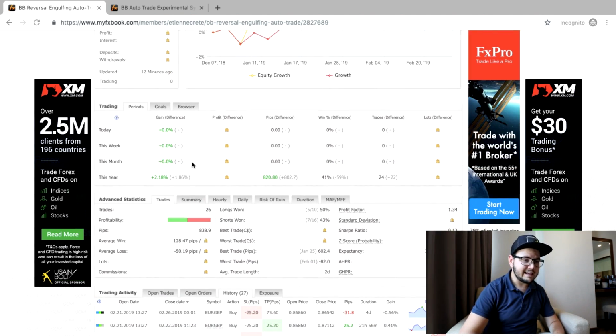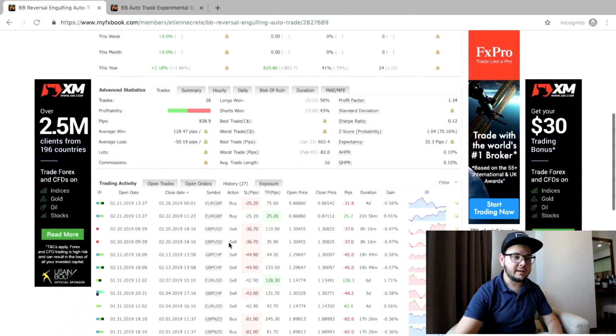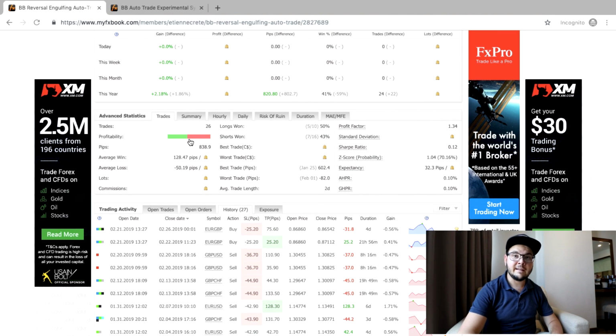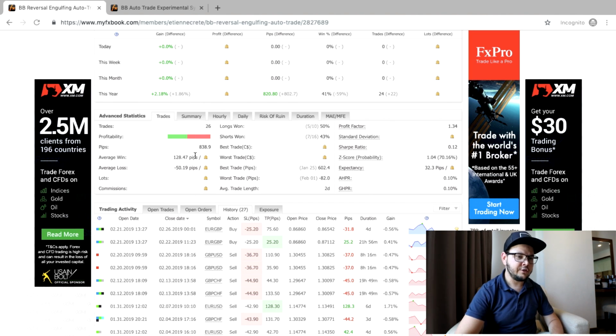The other thing you want to look at, and you can even see it by month over here, is basically your win rate. So is it the same thing as usual? Do you have a good win rate or not? My win rate here is about 46%, which is pretty much the average I usually get. It doesn't really change that much.